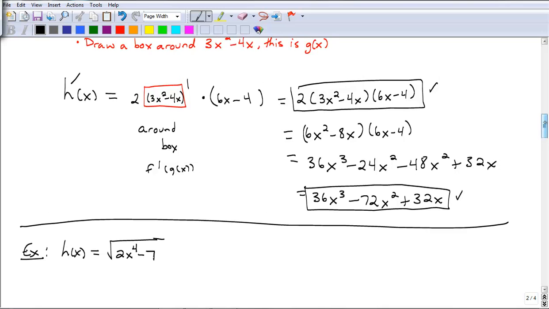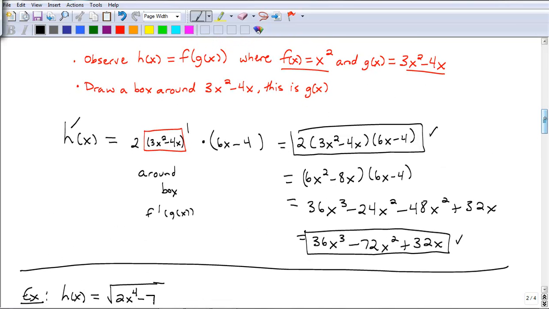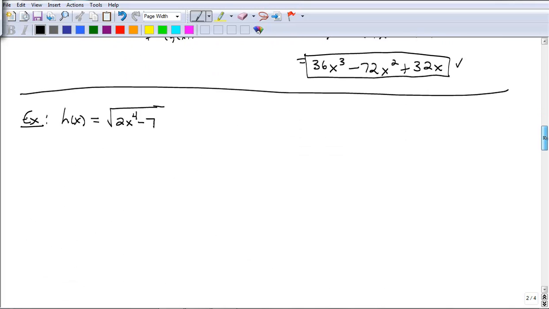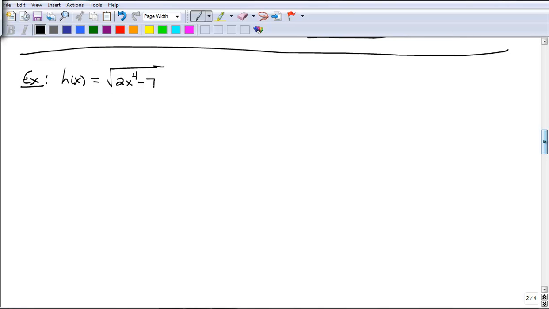So note, once you identify g of x, you put it in a box, and you take the derivative around that box times the derivative inside it. Now let's try it again, this time with a square root. Here I have the square root of 2x to the fourth minus 7.